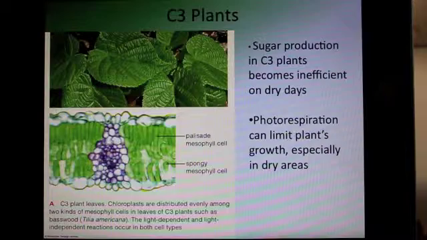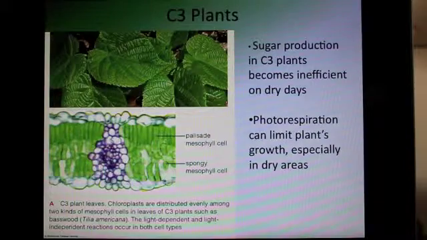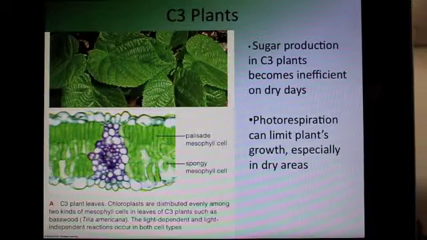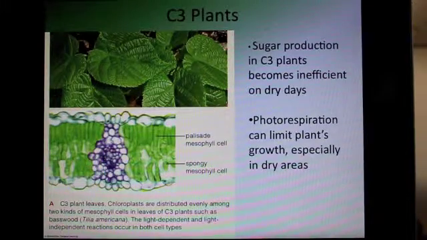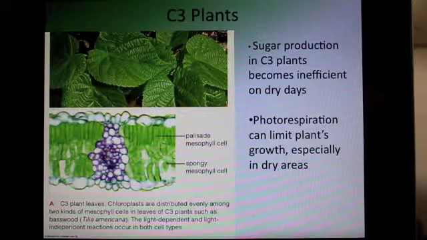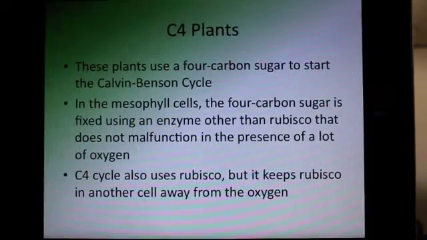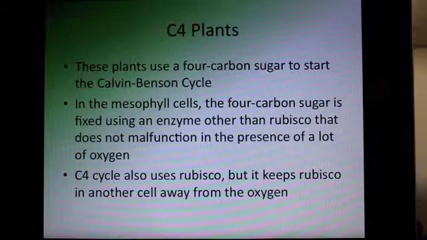C4 plants. Okay, so C3 plants, what we've been talking about before, aren't very good at doing photosynthesis on dry days. So when it's dry and they have to close their pores, they mess up. And this process where they're adding oxygen to the sugar, called photorespiration, can limit the plant's growth, especially in dry areas. So up in Bend, you wouldn't see a lot of C3 plants. You'd see C4 plants. C4 plants are called C4 because they use a 4-carbon sugar to start the Calvin-Benson cycle. So they use a different sugar.